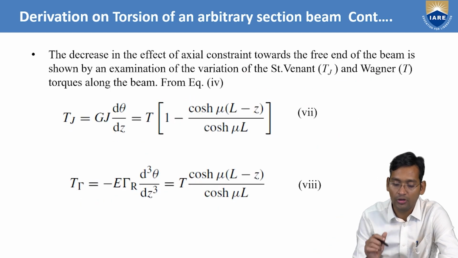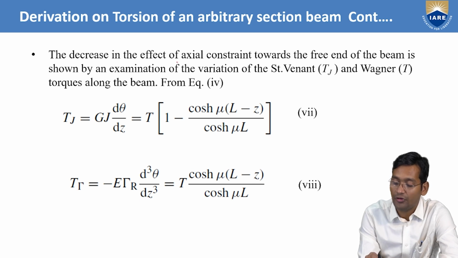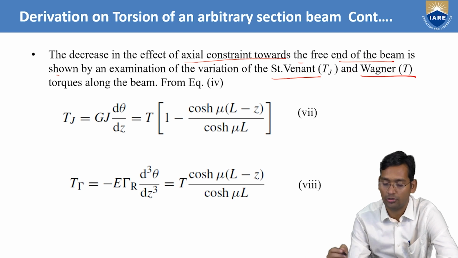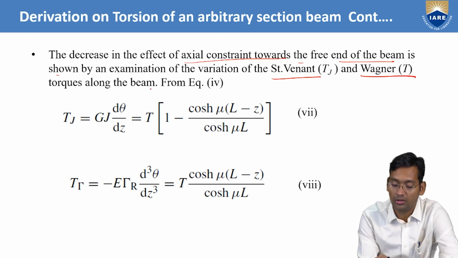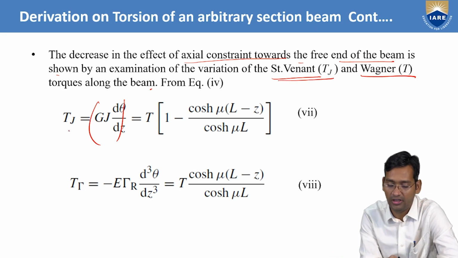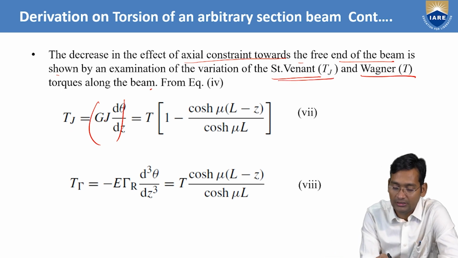Okay, so now the decrease in the effect of axial constraint toward the free end of the beam is shown by the examination of variation of Saint-Venant and Wagner's theory. So the sum of these two is the total torque, right? Torques along the beam. So now just see Tj is what? GJ by d theta by dz, right? From the Saint-Venant. That Tj, Saint-Venant torsion. GJ, d theta by dz, what we got?